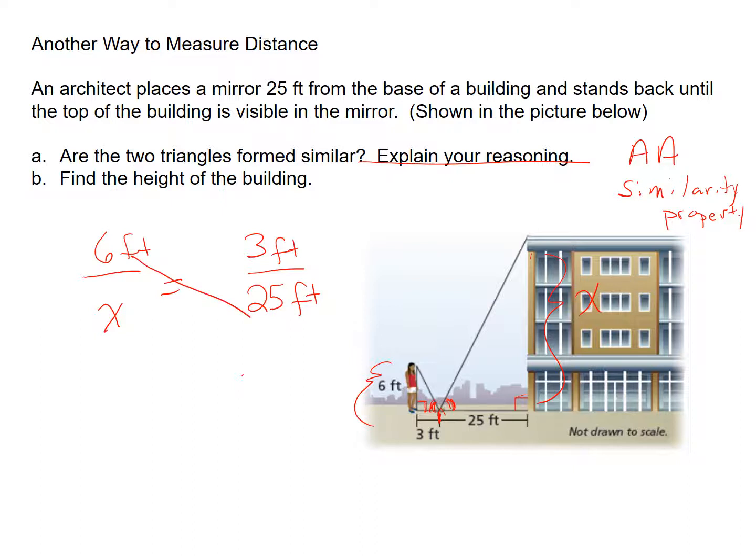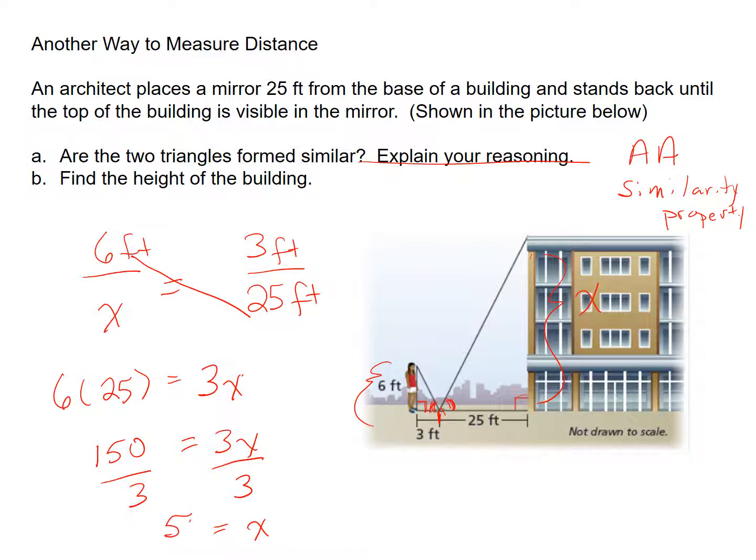So we take 6 times 25 is equal to 3x. So we have 150 is equal to 3x. Divide both sides by 3. X is equal to 50. So this building is 50 foot tall.